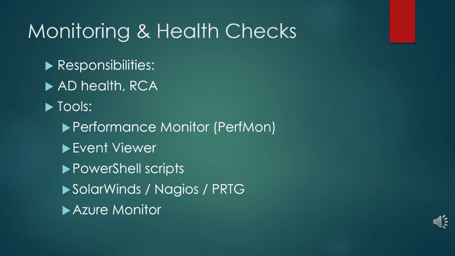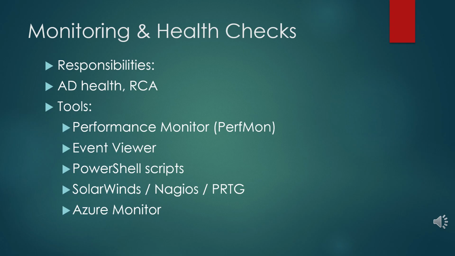One of the most important tools is Performance Monitor, also known as PerfMon. Using PerfMon, we can track system performance metrics like CPU usage, memory consumption, disk activity, and network performance. For example, if a server is slow, we can use PerfMon to identify whether the issue is due to high CPU usage, memory pressure, or disk bottlenecks.